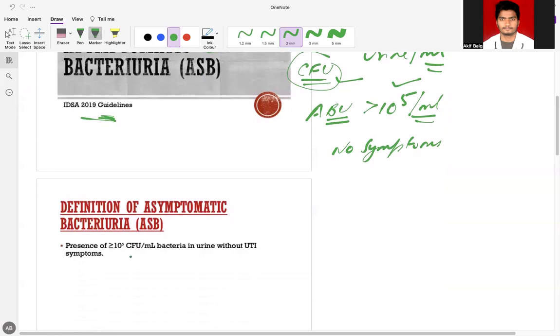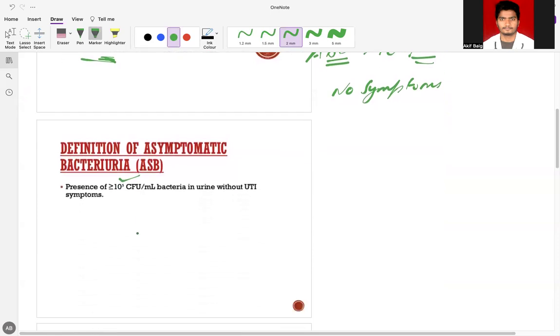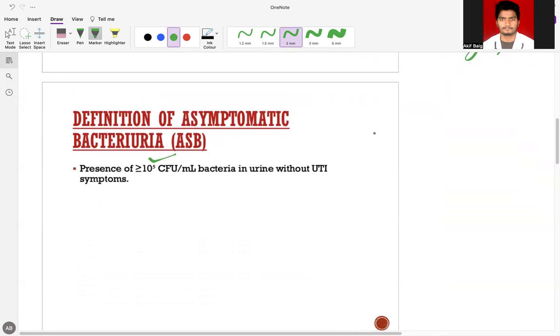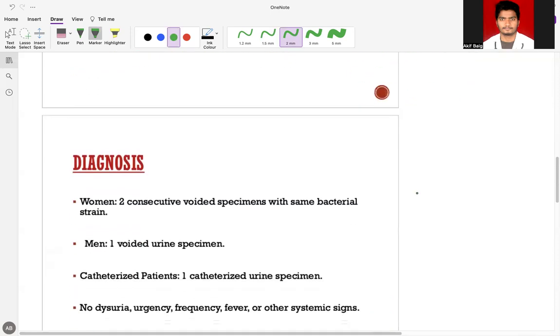So by definition, as we have discussed, it is more than 10 to the power of 5 colony forming units per ml of bacteria in urine without any urinary symptoms. Urinary symptoms include increased frequency of urination, abdomen pain or loin pain, fever, nausea, vomiting. All these things come under the features of symptomatic infection.